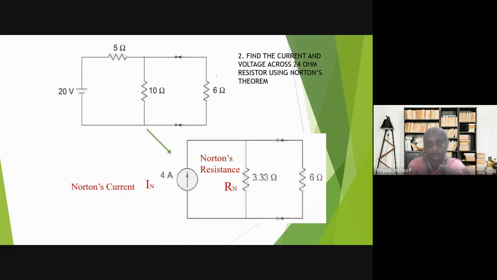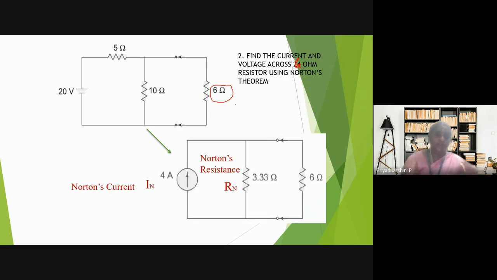Okay, so this is the problem. Find the current and the voltage across the 6 ohms resistor using Norton's theorem. The question is mentioned here. The 24 volt source is here, and I have two resistances, one is 5 ohms, another is 10 ohms, and here is the 6 ohms resistor.